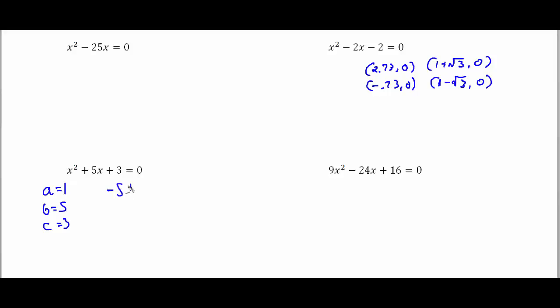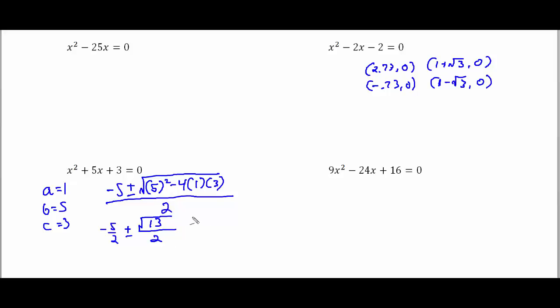So negative 5 plus or minus the square root. Let's load up the trailer with the discriminant. 5 squared minus 4 times 1 times 3, all over 2 times a, which in this case is 2. If we split this up, we've got negative 5 halves plus or minus the square root of the discriminant. If I type that into the calculator, the discriminant is 13, all over 2. And we're done. Yeah, we're done.